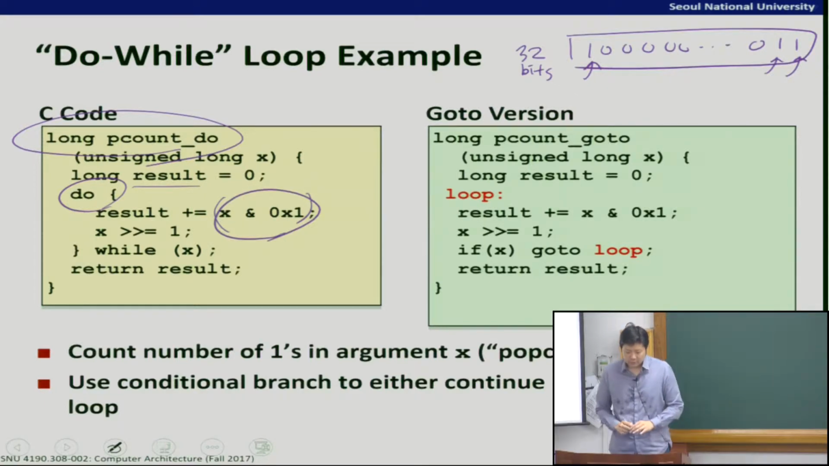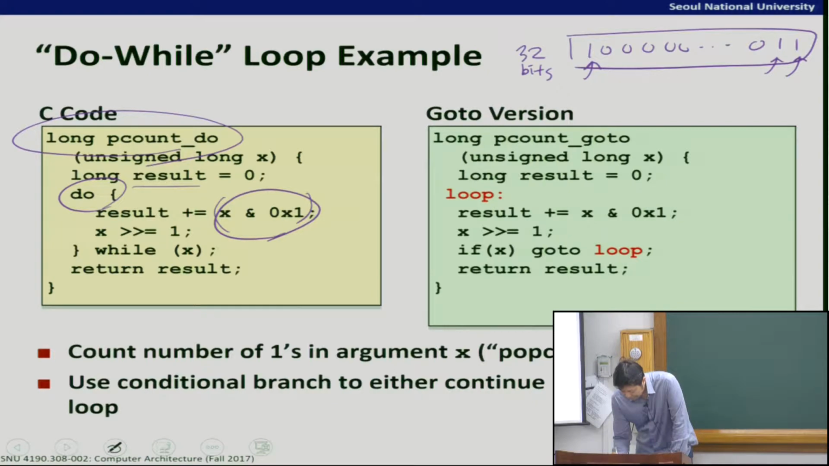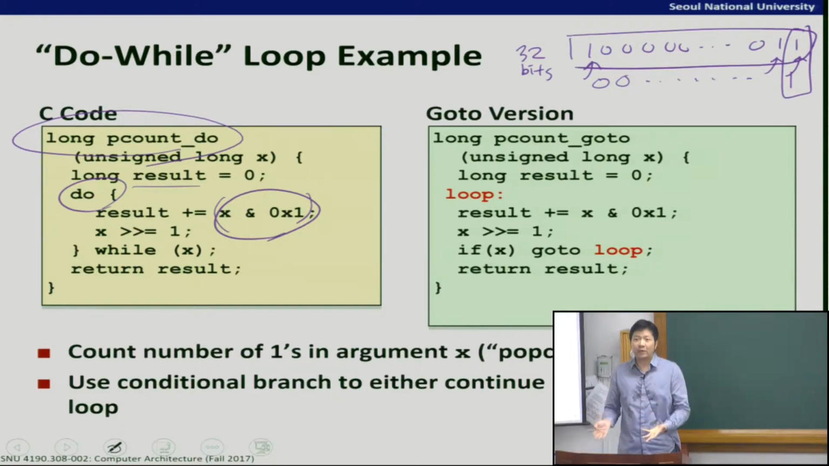So what does this expression do? It ANDs the value of x with constant 1, right? Then it only retains the value of the LSB. All the remaining bits will become 0 if you take the AND with 1. Only this bit will be filtered out, and the other ones will just be set to 0.